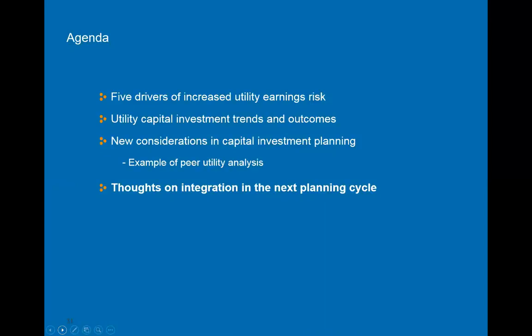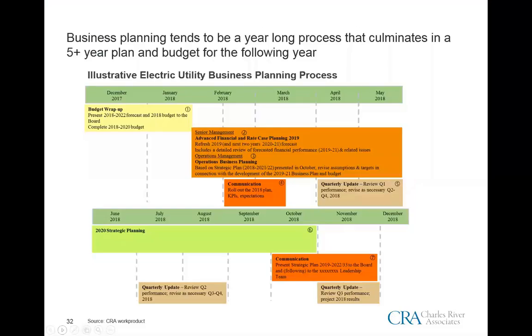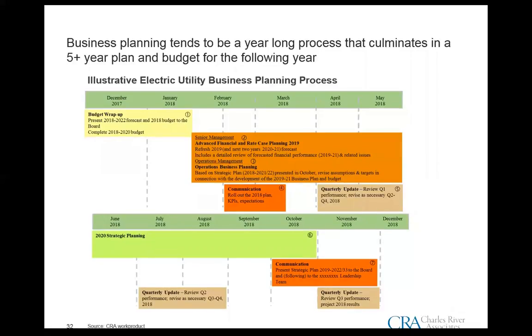Yeah, so just a couple notes on how you might think about integrating this sort of external lens look in your business planning process. So what we've outlined here is really just a sample business planning process. It tends to be year-long, culminates in this 5-year plan and budget for the following year, with a strategy planning exercise as well that goes into that. And typically, business planning starts in the early part of the year. You do your state of the system, and then you get into your advanced rate case and financial planning.